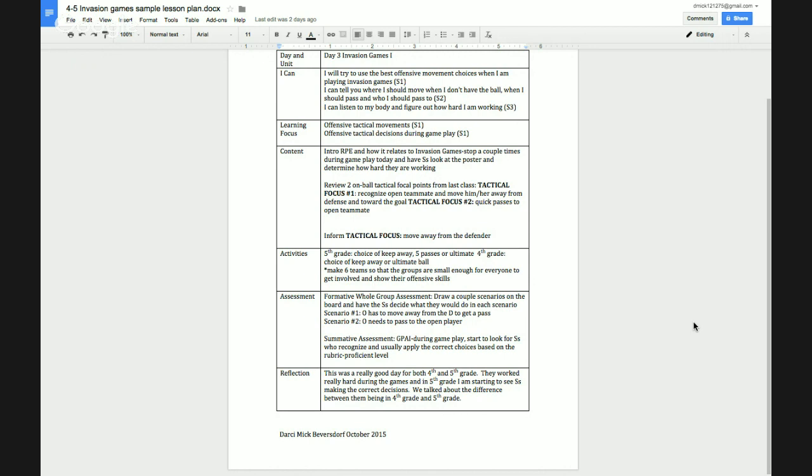The defensive player was right next to them. They would have to move in order for that to happen. And then scenario 2, the offense needs to pass to the open player. So O2 probably had a player right next to them guarding them, and O3 probably had a player off a ways, so they could recognize that O3 was open versus O2 who was covered by the player.